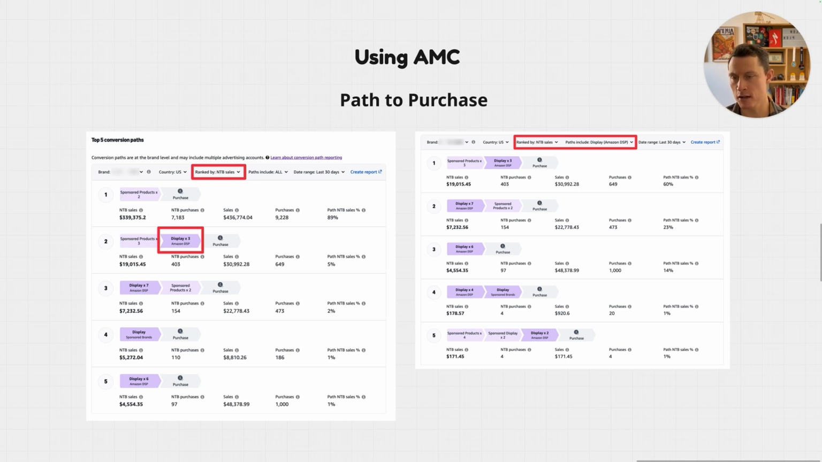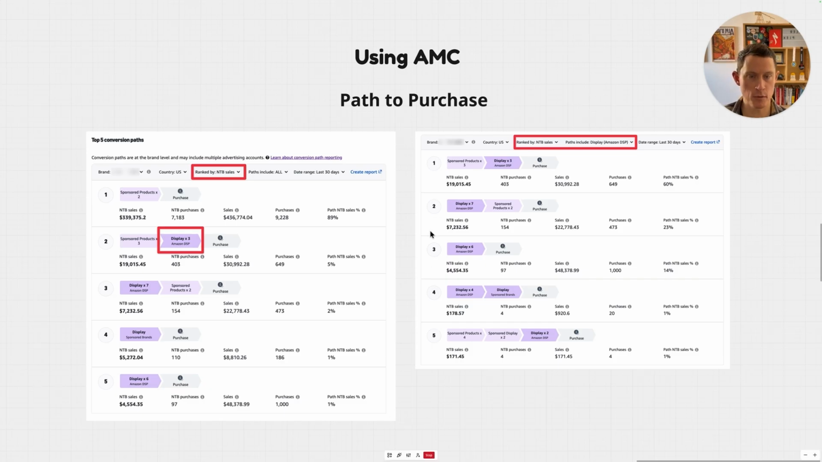We can analyze this by all the different pathways. We can filter by things like new to brand. We can filter just by raw sales. There's several ways to do it, but it helps us understand what steps are critical and what steps are potentially extraneous, and where we can invest more or where we're currently over investing.